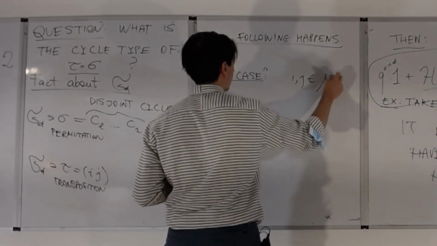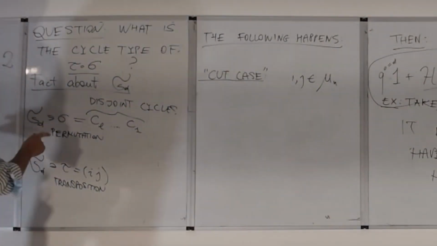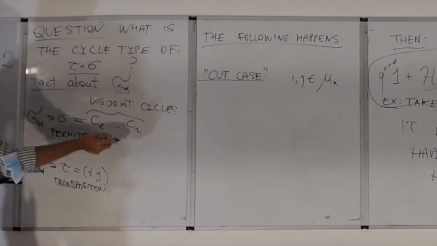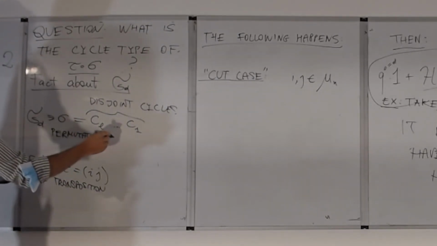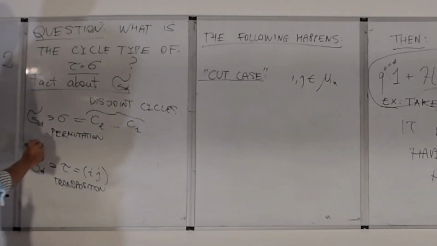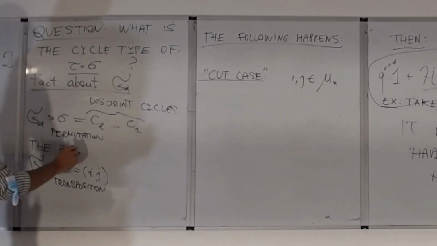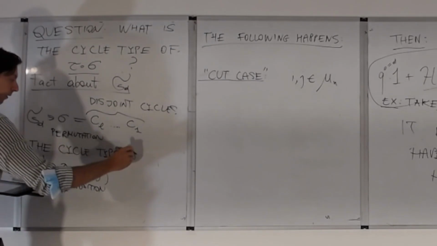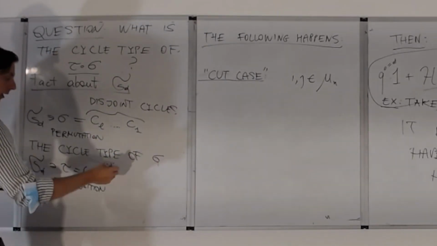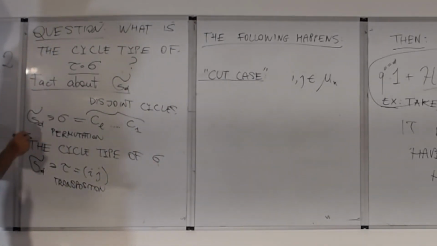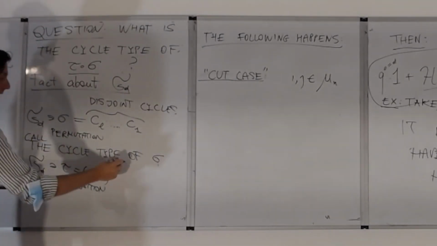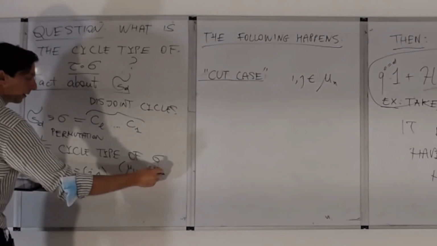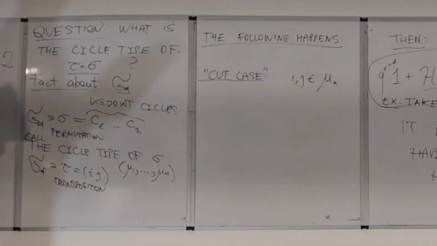What is mu_n? I want this permutation to be split in disjoint cycles, and I call the cycle type of sigma mu_1, and so on. Yes.